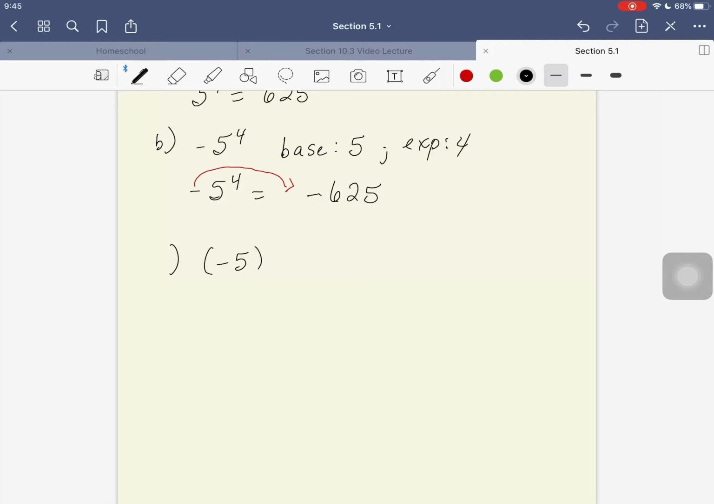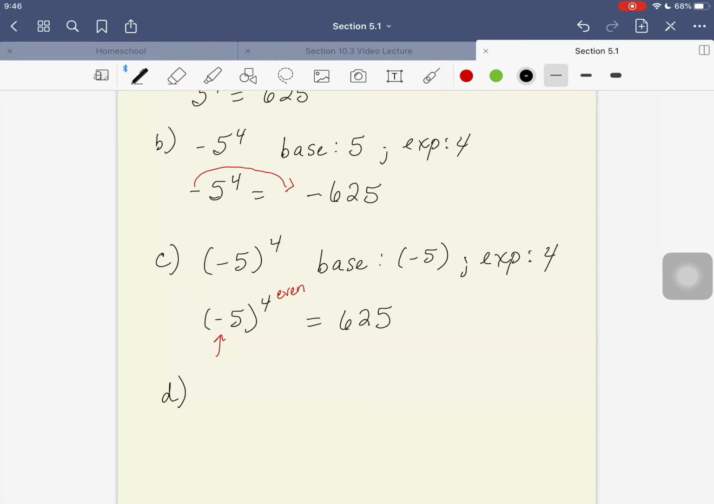All right, but if I put the negative 5 in parentheses, in this case, the exponent 4 applies to the whole quantity. So your base is negative 5 and the exponent is still 4. And whenever your exponent is even and you have a negative inside your parentheses, that will evaluate to a positive. So that will equal positive 625. That was part C.